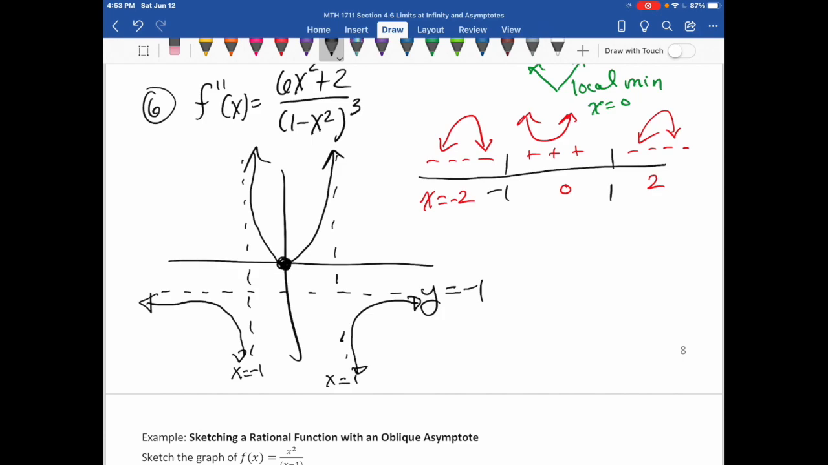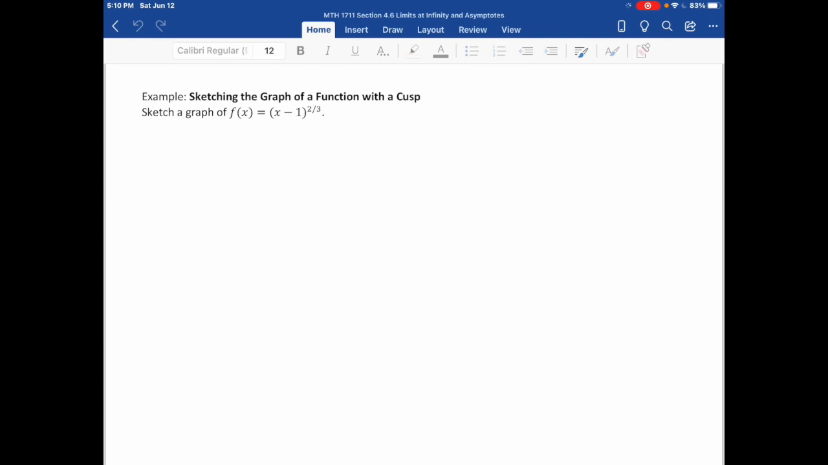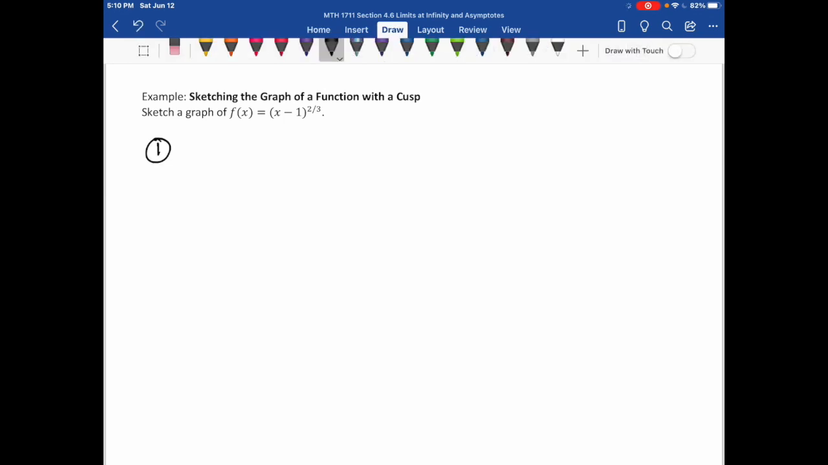So this is what our final graph is going to look like, just a sketch. In this last example, we're going to graph a function that has a cusp. We're going to find the domain, and since (x − 1)^(2/3) is the same thing as the cube root of (x − 1) squared, we don't need to worry about having negatives under the root because this is going to square anything that we put in there. And also we don't need to worry about negatives under odd roots. So this is going to be all real numbers for this domain.